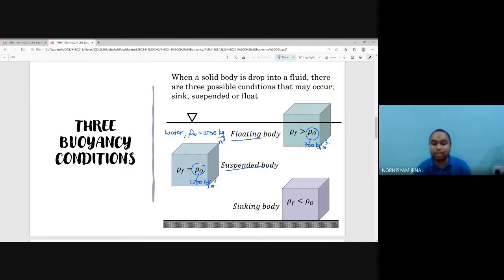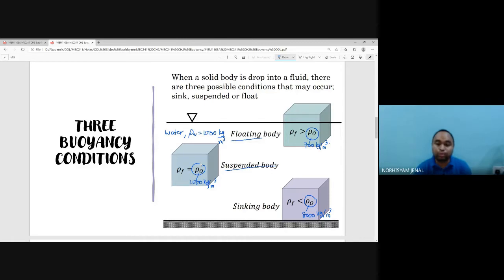Number three will be a sinking body, where the density of the object is higher than the density of the fluid, for example, 8000 kg per meter cube. What will happen over here? The body will keep on sinking. So these are the three types of body that may happen in a system.